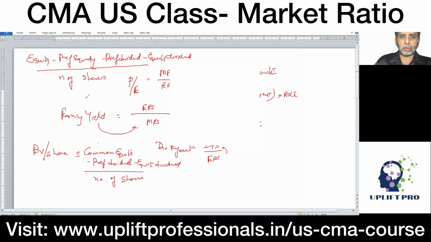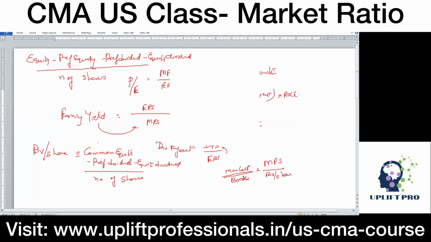There's one more ratio, market to book ratio. See, most of the cases, it tells you how to calculate. Market to book ratio. How is it calculated? See, the ratio itself tells you how to calculate it. Market to book. MPS, market price per share, divided by book value per share. Okay. I've given you a lecture on this, right? Why do we use this ratio? It's used even for valuation purposes.